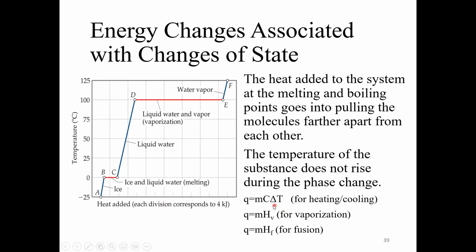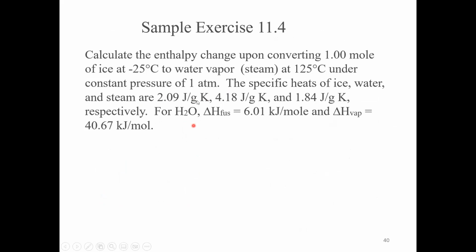But with this one, we're going to have a different specific heat for each of these different phases. So it's going to take a different amount of energy to heat up 1 gram of water by 1 degree, depending on what phase that water is actually in. So if we look at it, 2.09 joules per gram Kelvin for ice, double that for liquid water, and then 1.84 for the steam. So it's going to take less energy to heat up steam than it will the liquid.